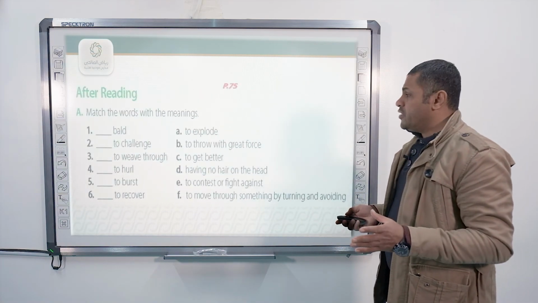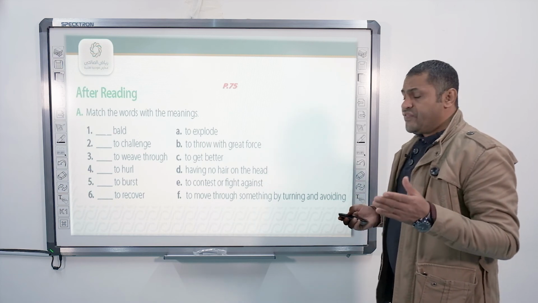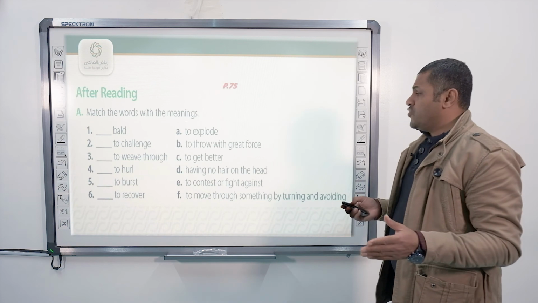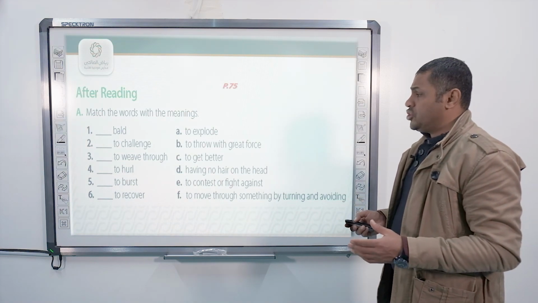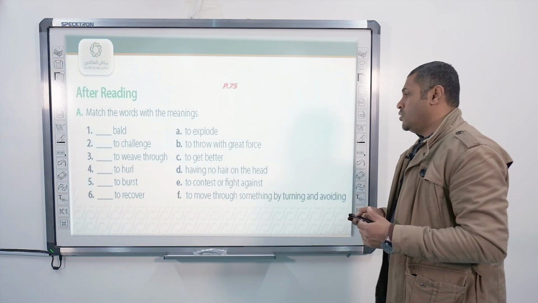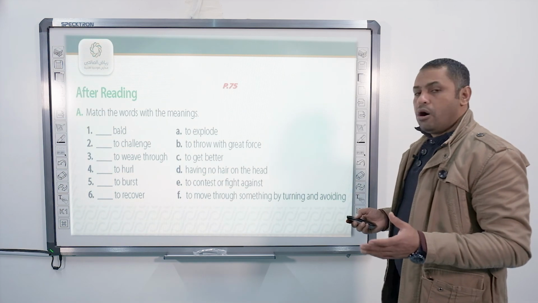Now, after reading, match the words with the meanings. You have to read the first column first, after that read the second column as well, and match each one with its suitable one. Number one, bold. What is the meaning of bold?